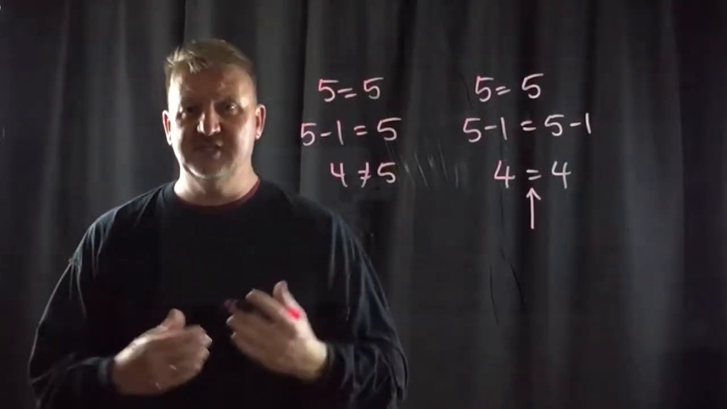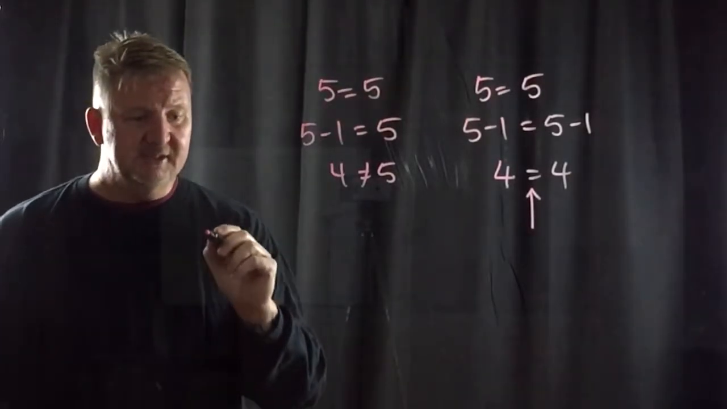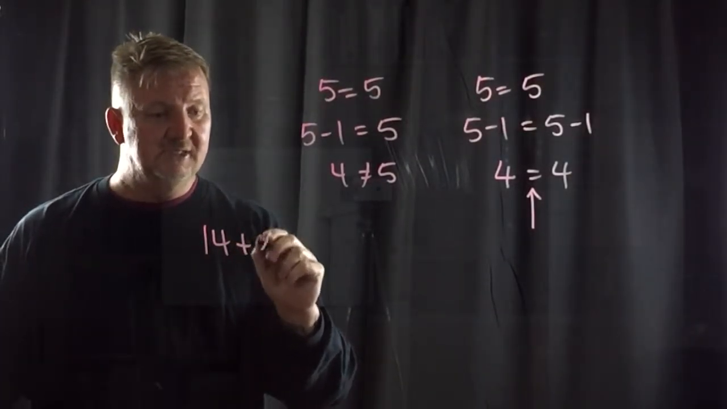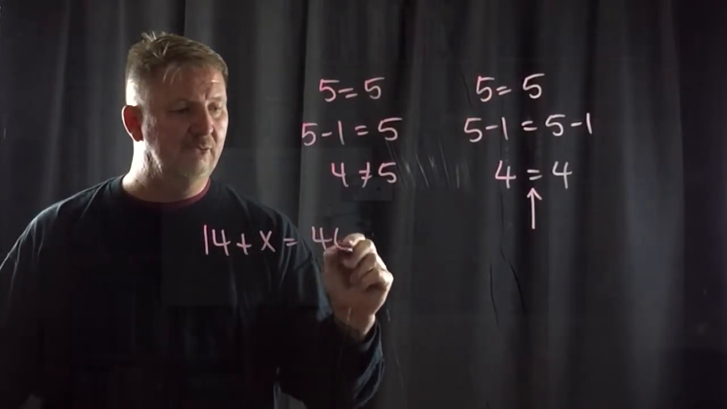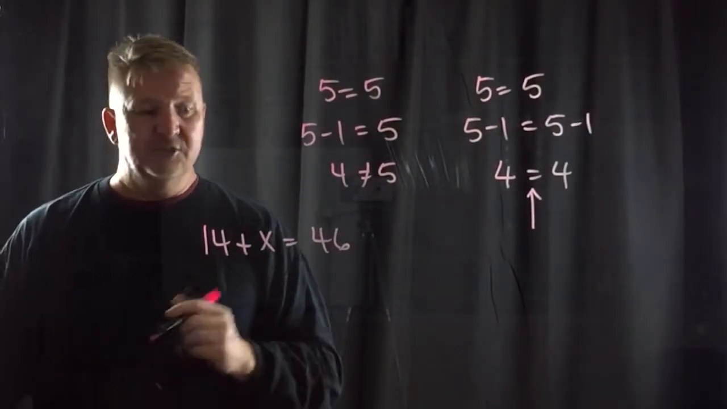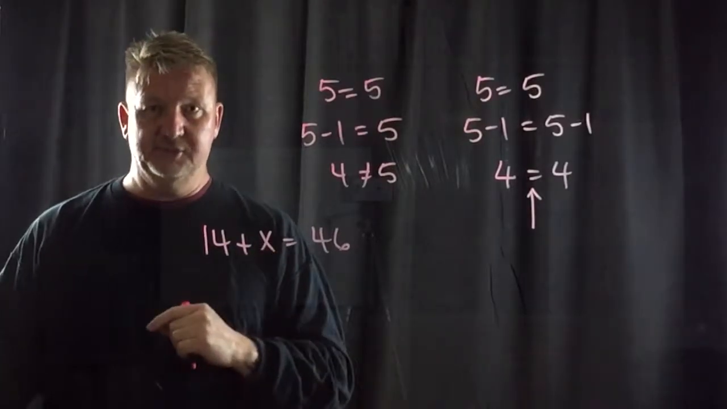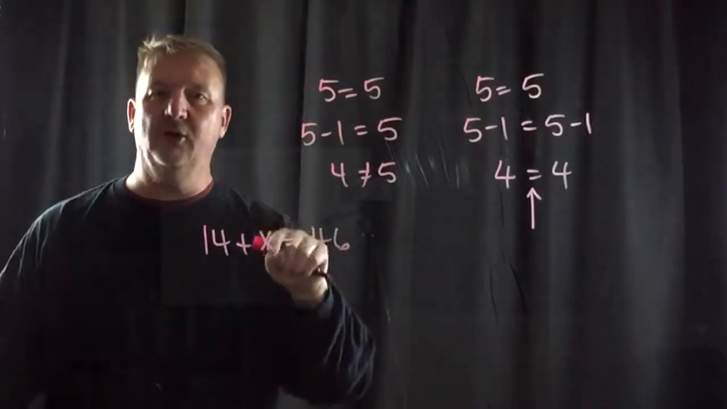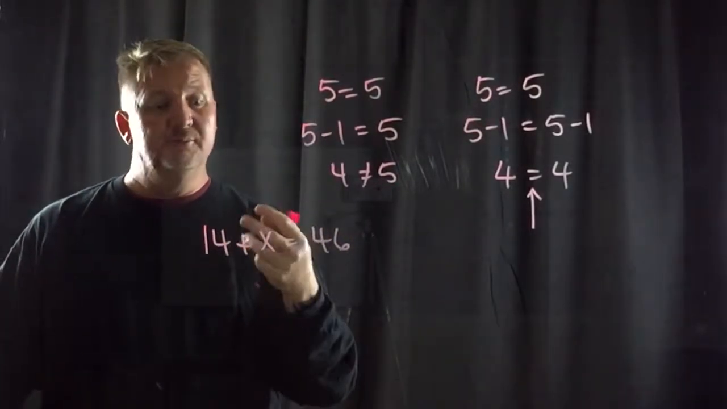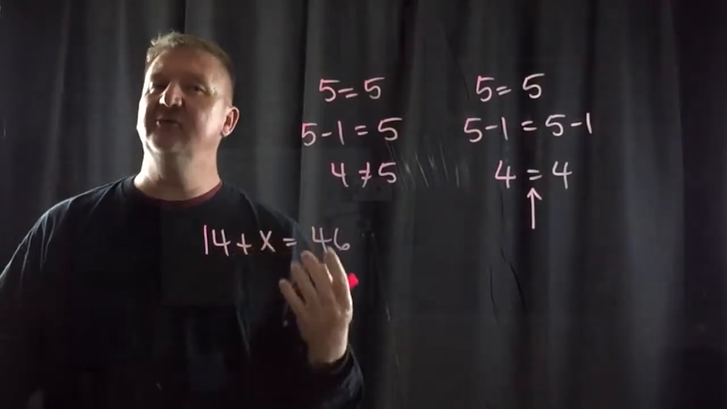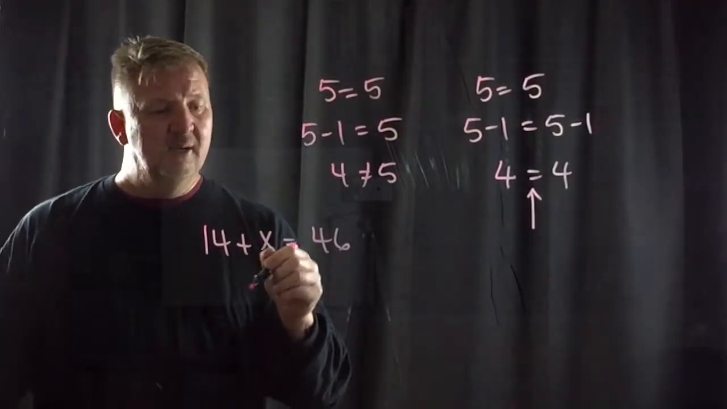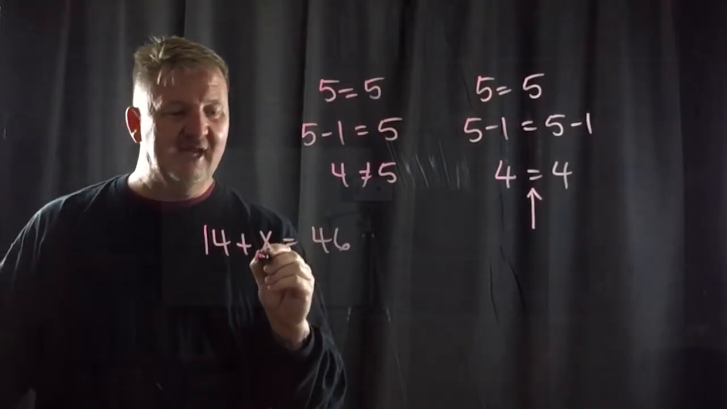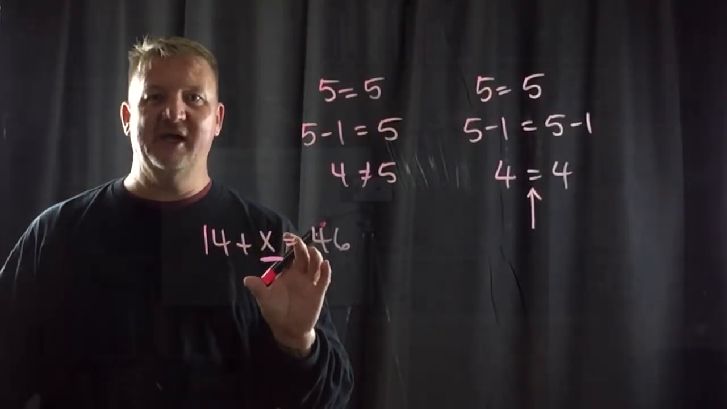All right, so let me show you an example of what I'm talking about. In this example, I have 14 plus x equals 46. All right, so I want to find out what x is equal to. Now, you might already in your head say, oh, I know what x is, and that's great. Some of these equations are really easy. Some of them won't be so easy, okay? But I have to isolate this x. I want to get this x by itself.